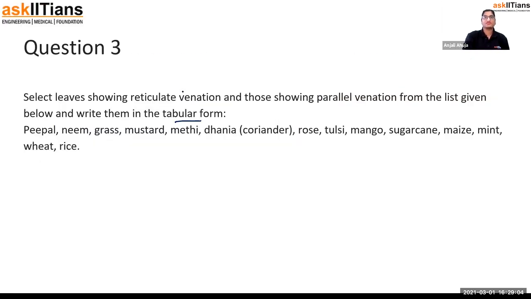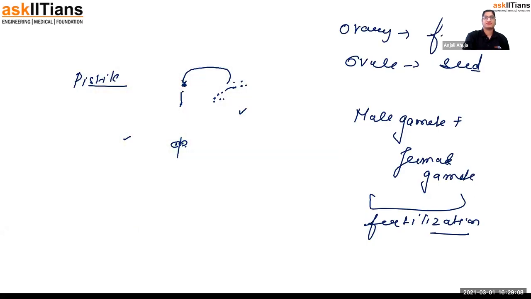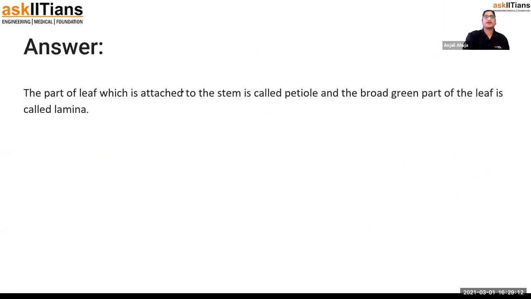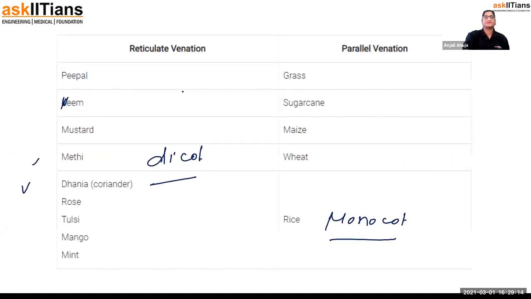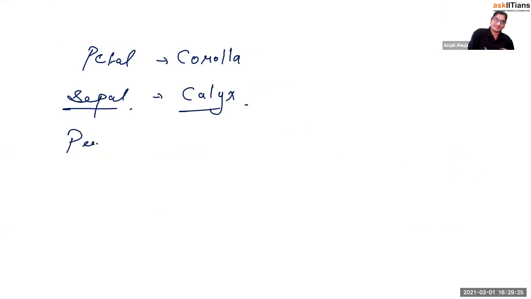You want to cheat? Okay, I'm taking you there. I don't know whether it is mentioned in the diagram or not. Yes, they have mentioned it. Now you have seen it's corolla and this is calyx. Another question. What is perianth? Perianth is sepal and petal together when they are of the same color and you cannot identify which one is which.